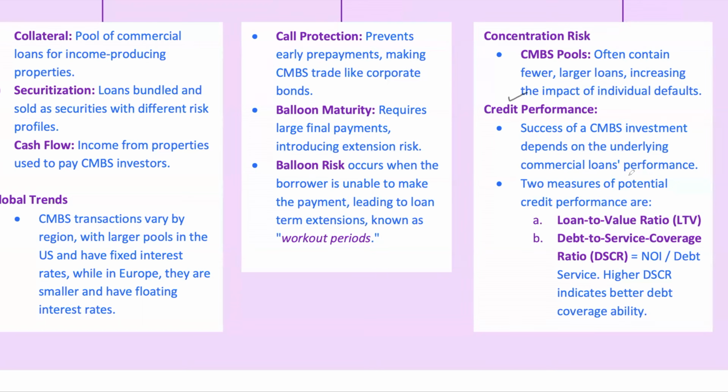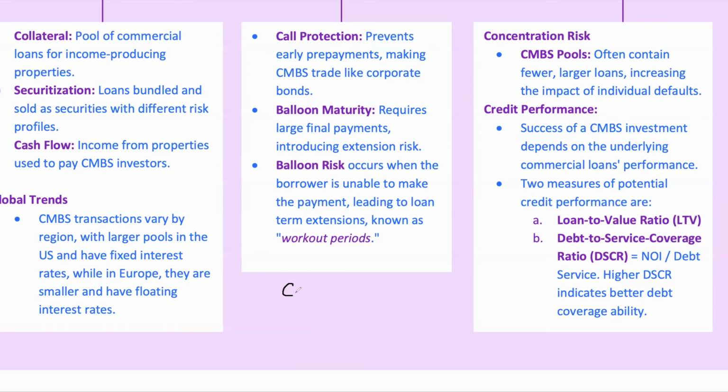Credit performance is crucial for CMBS. Two key ratios are used to assess this: the loan-to-value (LTV) ratio, which shows how much cushion there is before a default, and the debt service coverage ratio (DSCR), which measures whether a property can generate enough income to cover its debt payments. A higher DSCR means lower risk, and anything over 1 is generally good news, showing the property can handle its debt load.